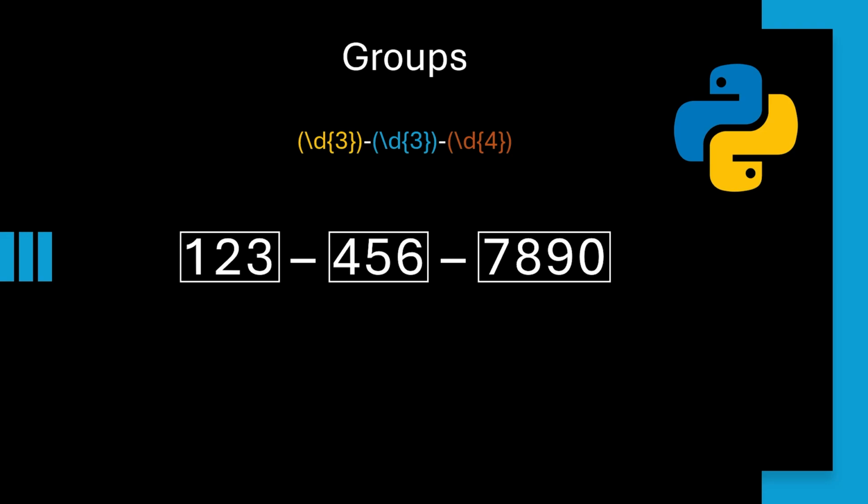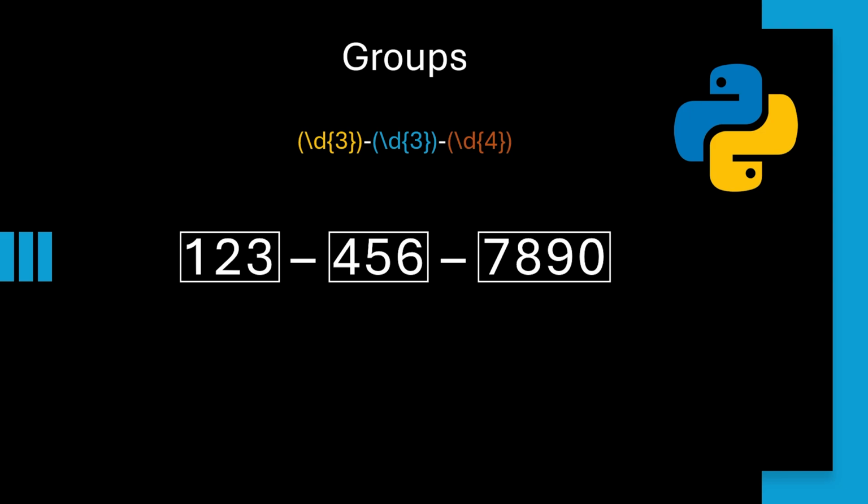Groups let you capture specific parts of a match using parentheses. This is super useful when you want to extract pieces of a pattern, like parts of a phone number or email. You can access groups with match.group(1), match.group(2), etc. In the given example, we have three different groups in our pattern, as you can see, with three distinct parentheses.